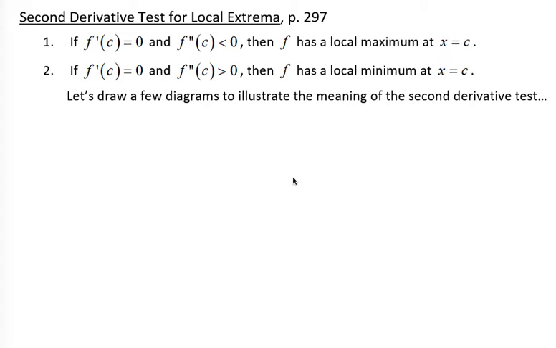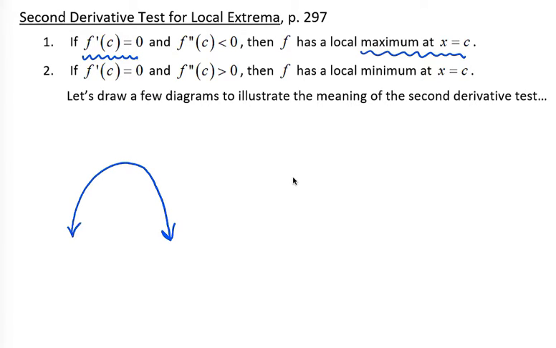So first of all, I've got the first and second instance. If you have the first derivative equal to 0, that is a critical number, right? And if the second derivative is less than 0, then your function is going to have a local maximum at x equals c. So let's just draw a picture of a portion of a function where these two things are happening.